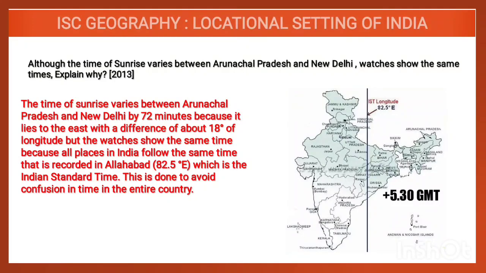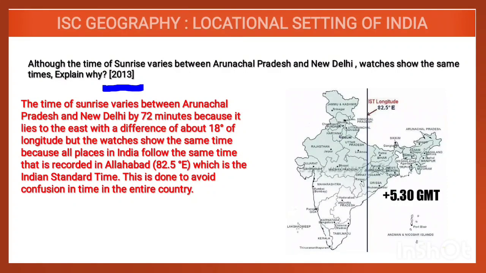Next, although the time of sunrise varies between Arunachal Pradesh and New Delhi, watches show the same time. Explain why. This question came in 2013. First, pause the video and try to answer on your own, and you can write down your answer in the comment box before watching this part. Now I am explaining this: the time of sunrise varies between Arunachal Pradesh and New Delhi by 72 minutes, meaning 1 hour 12 minutes.